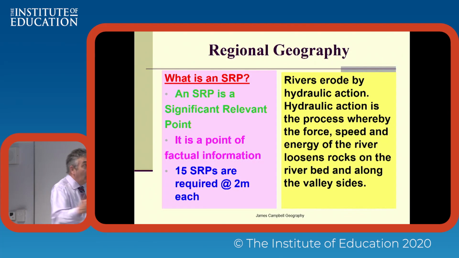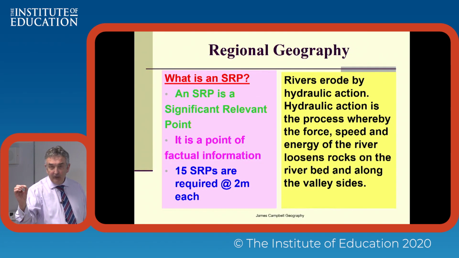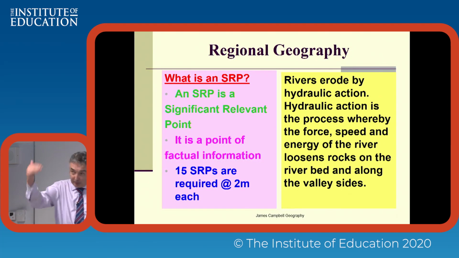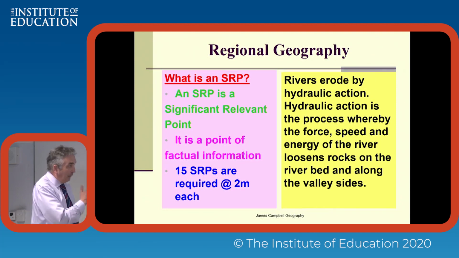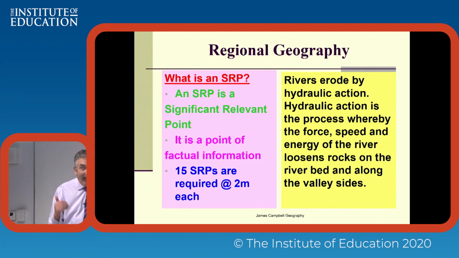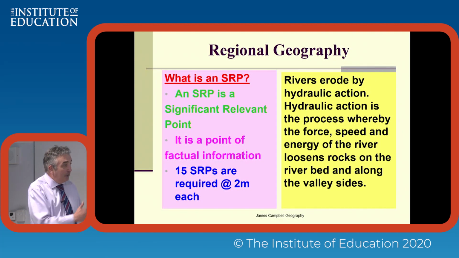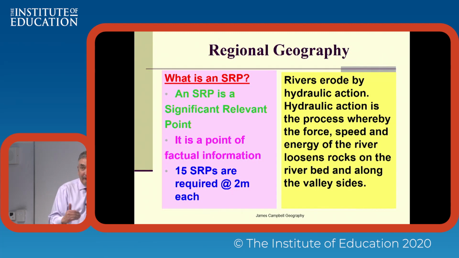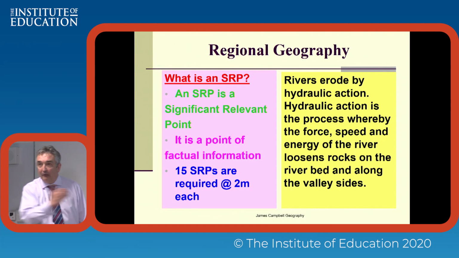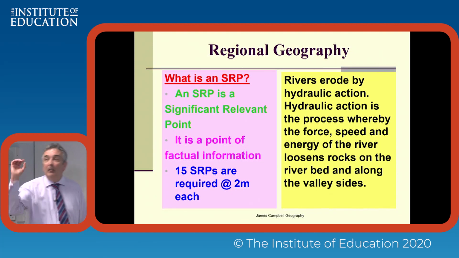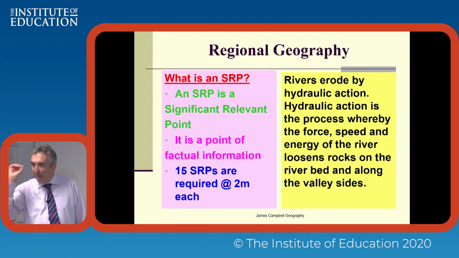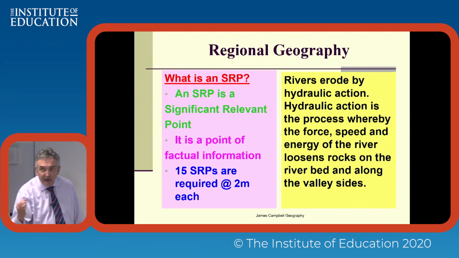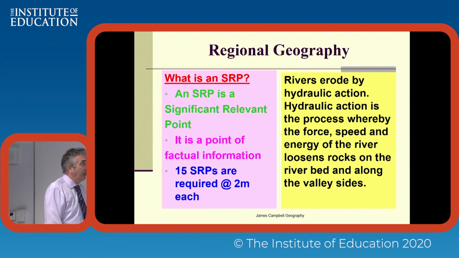For example, rivers erode by hydraulic action. Hydraulic action is the process whereby the force, the speed, and the energy of the river loosens rocks on the riverbed and along the valley side. Ba-boom, that is an SRP. And every time we want 15 of these SRPs.